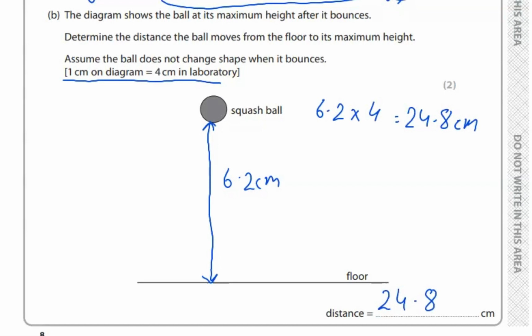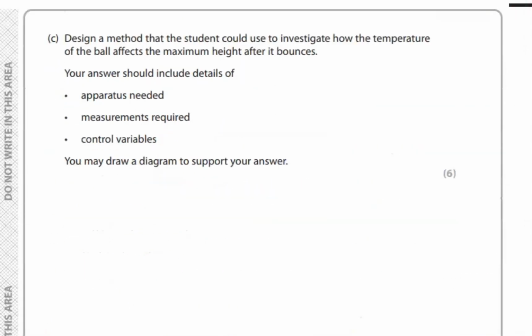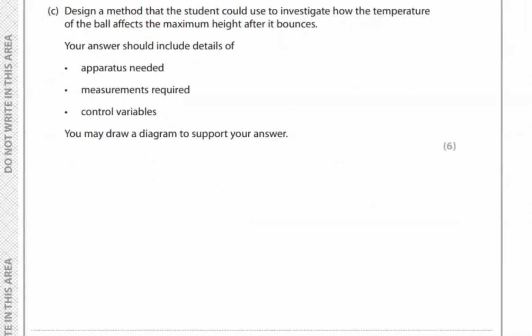Okay, so let's do question number C. Design a method that the student could use to investigate how the temperature of the ball affects the maximum height after it bounces. You can draw a diagram to support your answer. So in this experiment, we are basically showing that the temperature is directly proportional to height. We have to show this. So we have to take one squash ball. So first let me draw a diagram so we can figure out what we are doing.